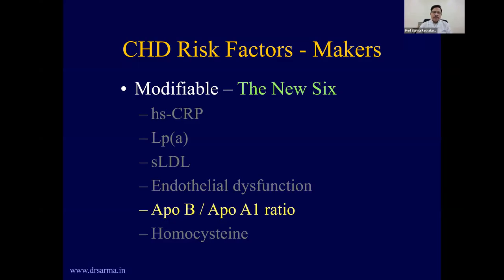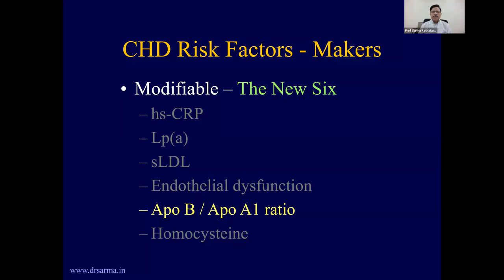Now we finished HSCRP, we finished LPA, we finished SLDL. We also understood endothelial dysfunction and how it is to be treated. How do I treat LPA? With niacin. How do I treat SLDL? SLDL directly is not amenable. If you control the levels of LDL, the conversion to SLDL will be reduced. Statins come very handy. HSCRP, again, HSCRP is high because of the obesity.